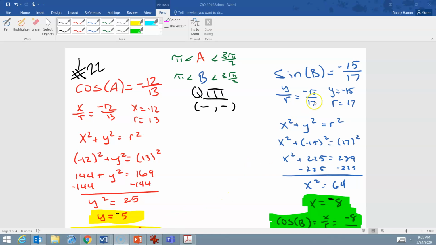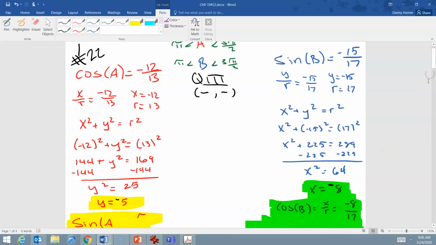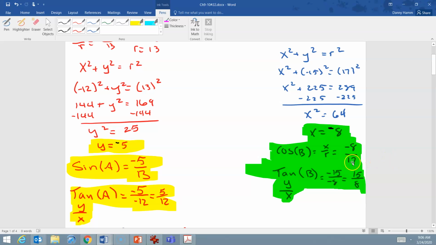And then looking over at sine of B, we're going to be doing the same process with x squared plus y squared equals r squared. Substituting negative 15 for y, 17 for r, solving, we get a positive 8, but also because we are in quadrant 3, that is negative 8. So our cosine of B is negative 8 over 17. Our sine of A is negative 5 over 13.